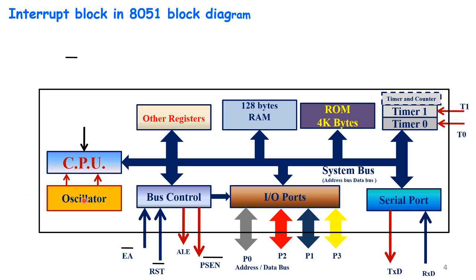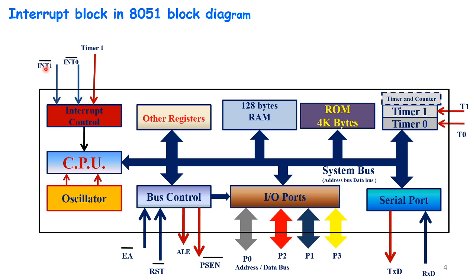The block diagram of the 8051 microcontroller also consists of an interrupt block, that is interrupt control. In interrupt control, there are external interrupt pins INT0 and INT1. Similarly, there are timer 1 and timer 0 interrupts, and an interrupt signal for the serial port. So these are the five control signals: INT0 and INT1, the two external interrupts, timer 0 and timer 1 interrupts, and for serial communication, the serial port interrupt. These are the interrupt blocks in the 8051 block diagram.